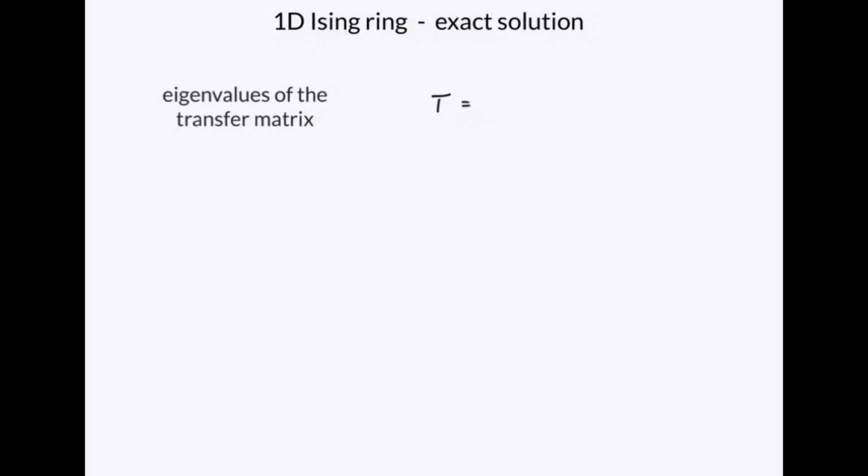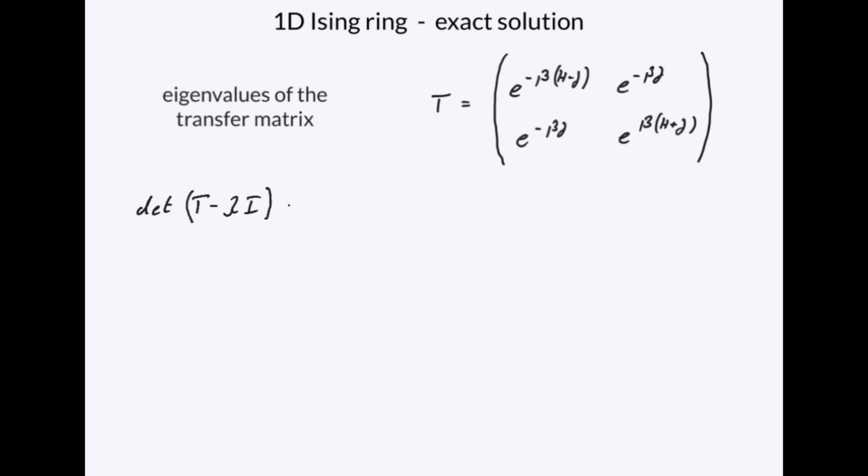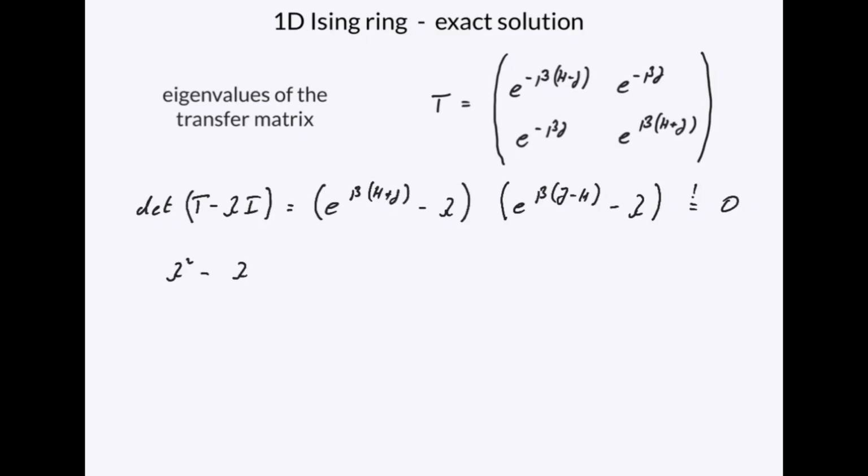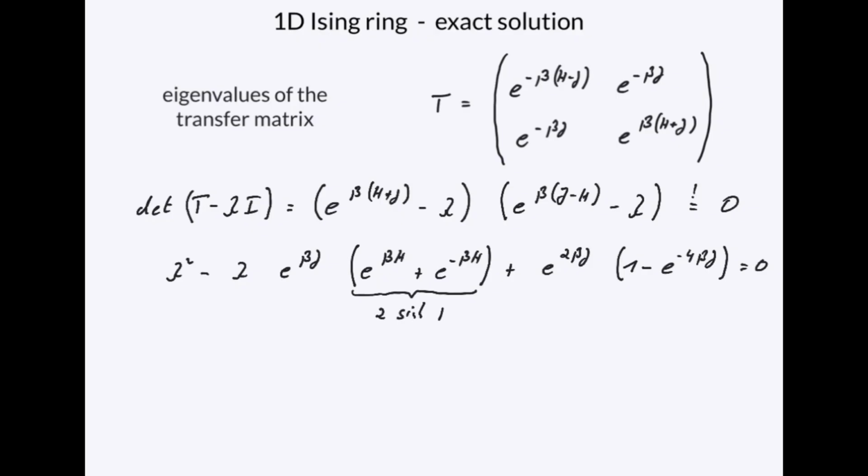For that, it's easiest that we diagonalize the matrix, calculating the eigenvalues of the transfer matrix. Those eigenvalues can be found by determining the determinant of the transfer matrix minus the eigenvalue lambda times the identity matrix and equating this to 0. The equation will lead to a second-order equation in lambda, finally leading to lambda plus-minus equal to e to the power beta J cosh beta h plus or minus the square root of sinh squared beta h plus e to the minus beta J.